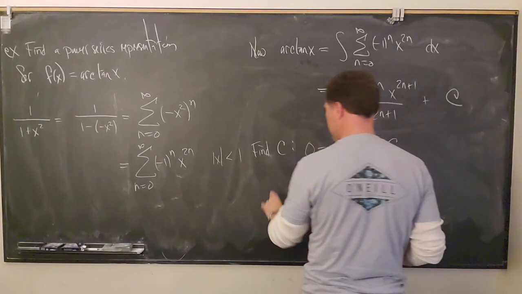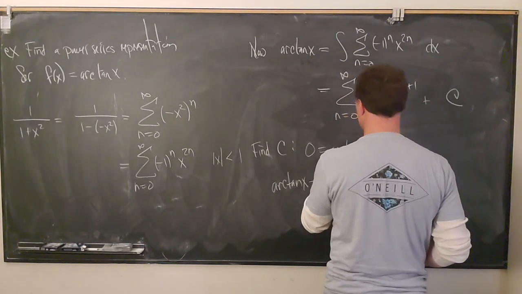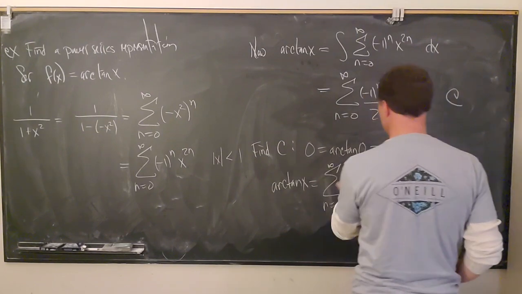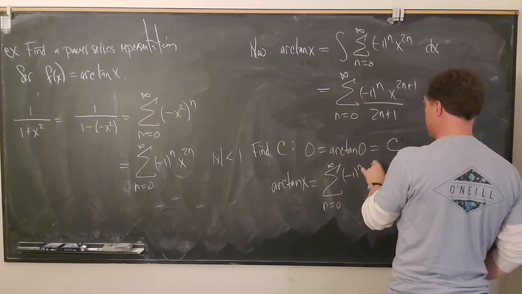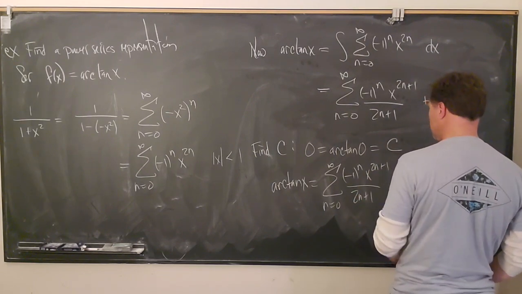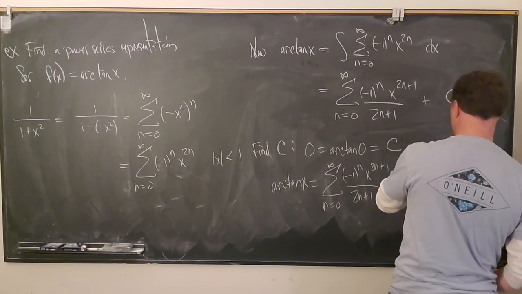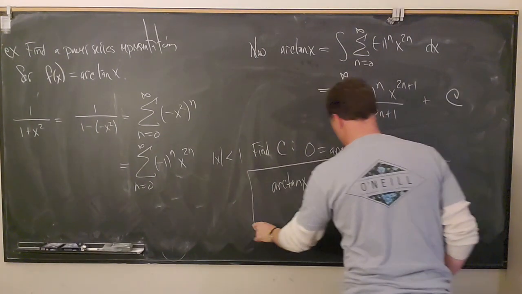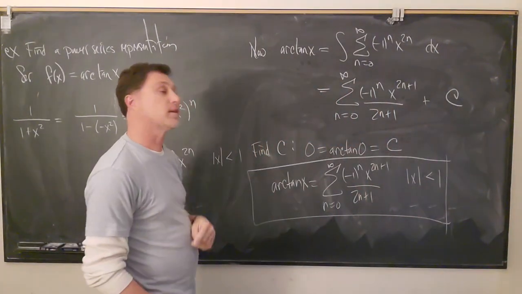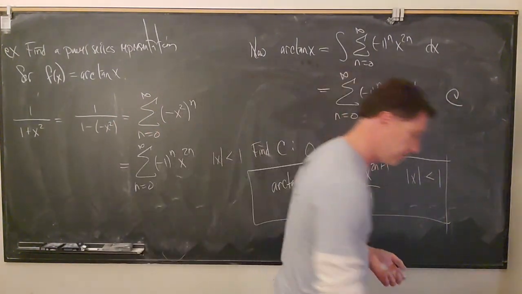And so final answer, arctan of x is equal to the sum n equals 0 to infinity of minus 1 to the n, x to the 2n plus 1 over 2n plus 1. And that holds for all x for which absolute value of x is less than 1. All right, so there's a power series representation for arctan.